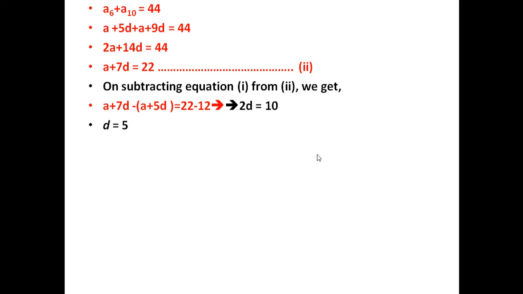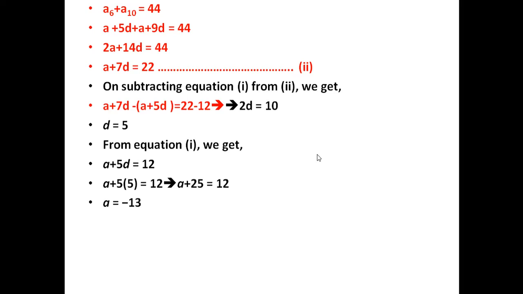So a plus 7d minus a plus 5d. Plus a minus a gets cancelled. For 7d minus 5d equal to 2d. 2d is equal to 10, because 22 minus 12 equal to 10, no? So 2d equal to 10, so d equal to 10 by 2 equal to 5. So we got the d value.